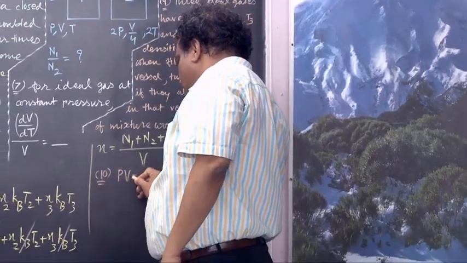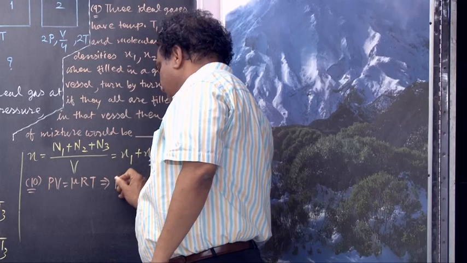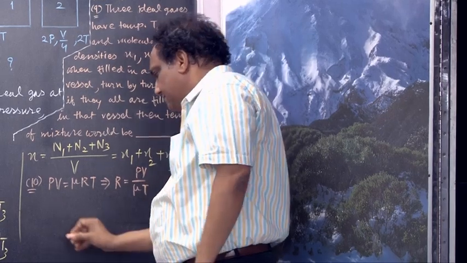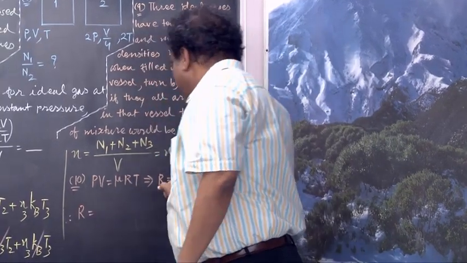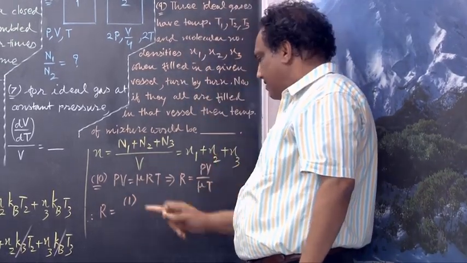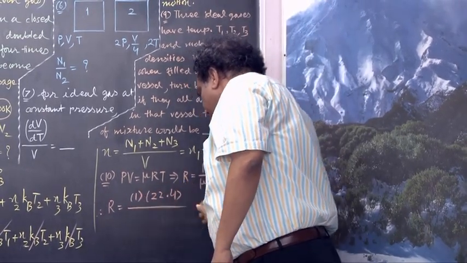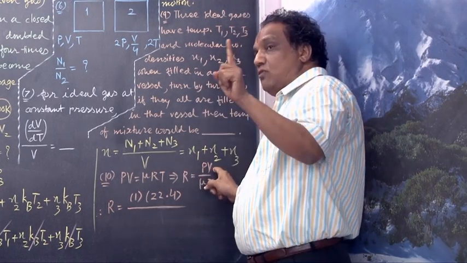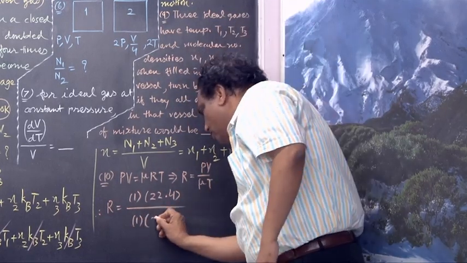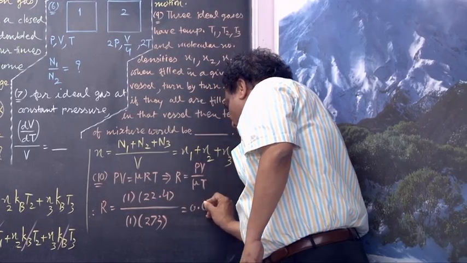Look, PV equals mu RT. If I require capital R, make it the subject of the equation: PV upon mu into T. Correct? Pressure I am taking as 1 atmosphere only. Leave it in atmosphere because finally in the unit I want atmosphere. Volume I am taking 22.4 liter, and this much is the volume at STP for 1 mole. So mu I must take 1 mole. At STP what is the temperature value? 273. Now this upon this, if you find out, the answer is 0.082.